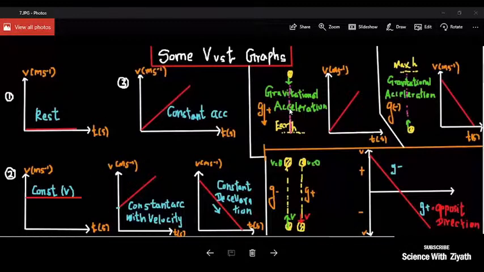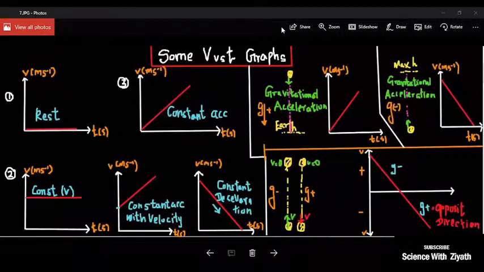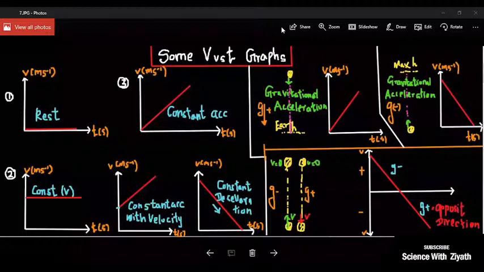Okay, look. Can you see? Yes, sir. And this is a very important part of linear motion, the velocity time graph. Usually there are two types of graph: the displacement time graph and the velocity time graph. Here you can see the different types of velocity time graph. This velocity time graph is given at rest.